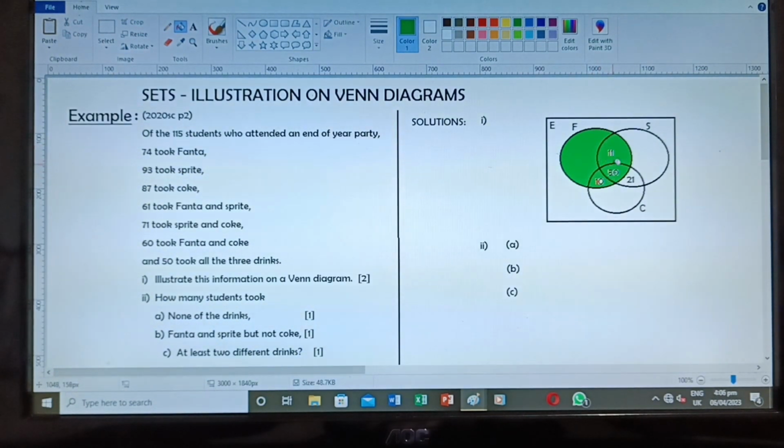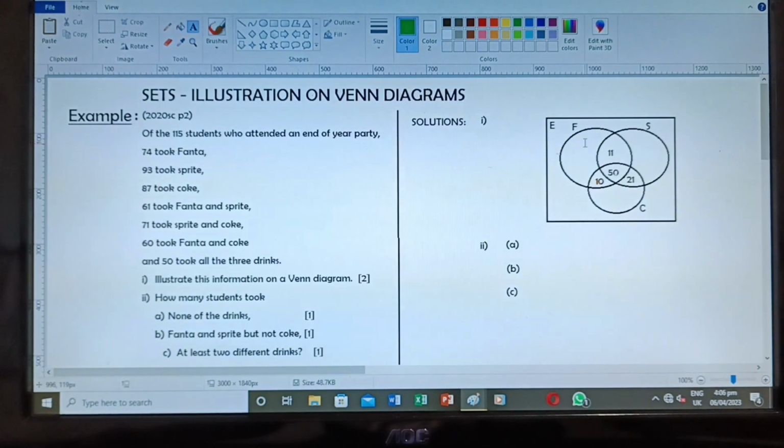You can see there's 11, 50, and 10. And already this is giving us 71. When we say 10 plus 50, this is 60, plus 11, this is 71. And from 74, we are remaining with 3. So the 3 should be put here.